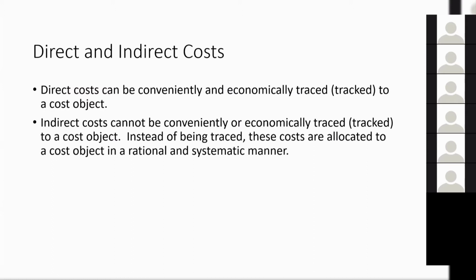Indirect costs cannot be conveniently or economically traced or tracked to a cost object. Instead of being traced, these costs are allocated to a cost object in a rational and systematic manner. There are several different ways to allocate costs. We might use predetermined overhead rates, we might use an activity rate, or equivalent units. These methods will be covered later.